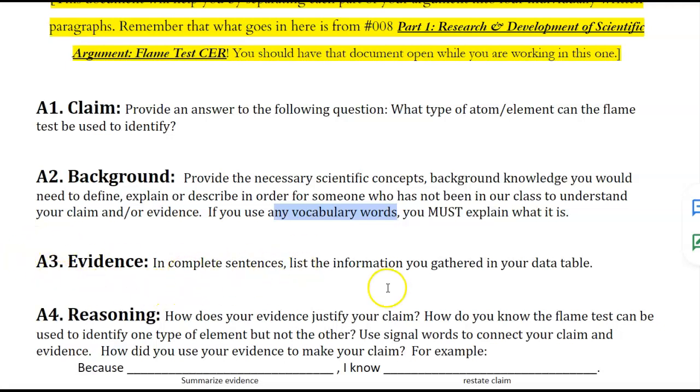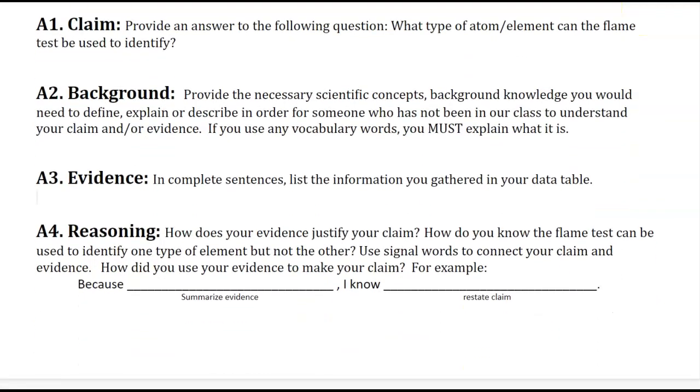Evidence, this is complete sentences. Something I think we all struggle with is writing nice complete sentences that look at what you gathered in your data table. And then part 4 is those justification statements, and they give you the same sort of setup that I wrote mine in. Because of this particular piece of evidence, I know that this is how it backs up my claim.